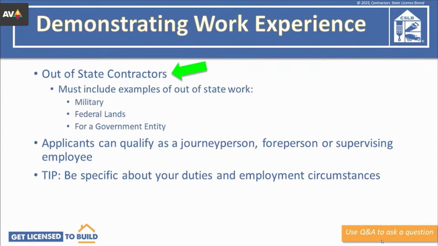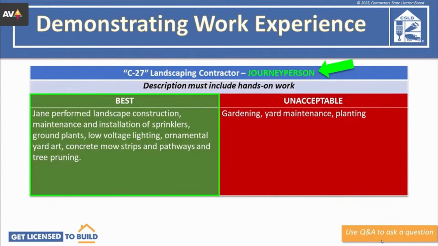For out-of-state contractor experience, the description must include examples of work done that were out-of-state, military, on federal lands, or work for a government entity. Applicants can qualify as a journey person, foreperson, or supervising employee. A tip: be specific about your duties and employment circumstances. Our next example is for the C27 landscaping contractor.